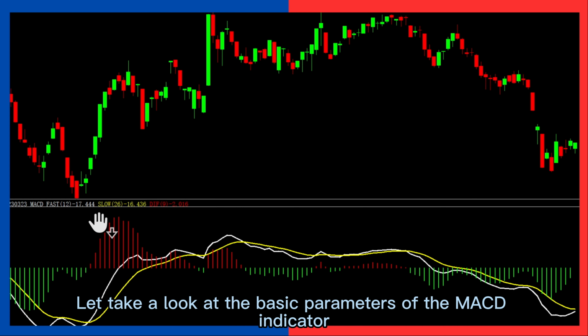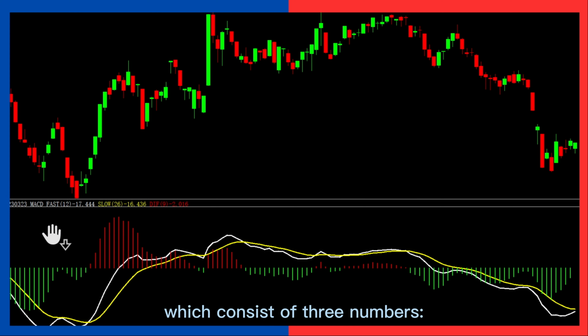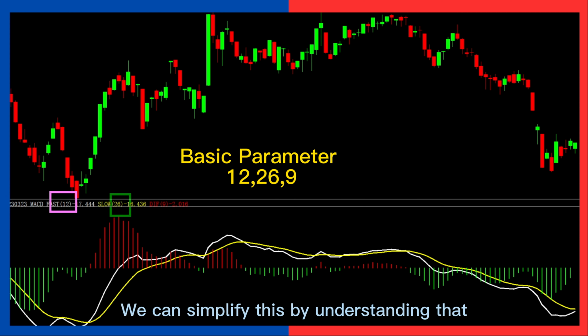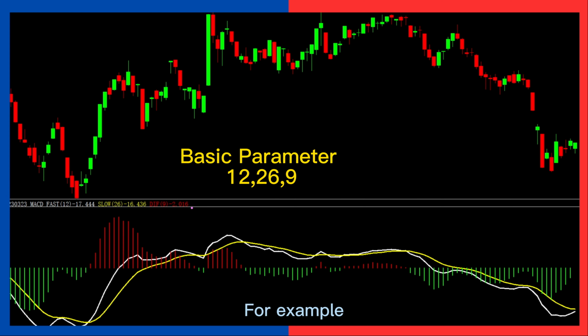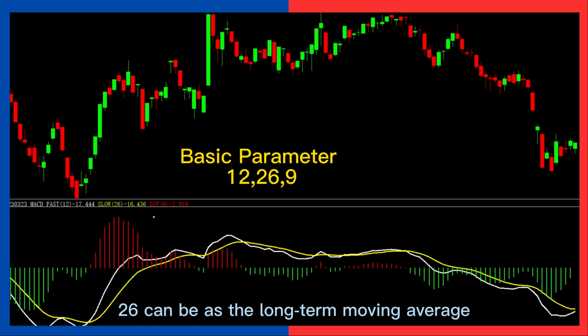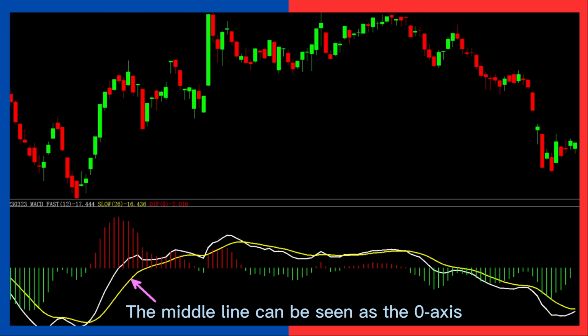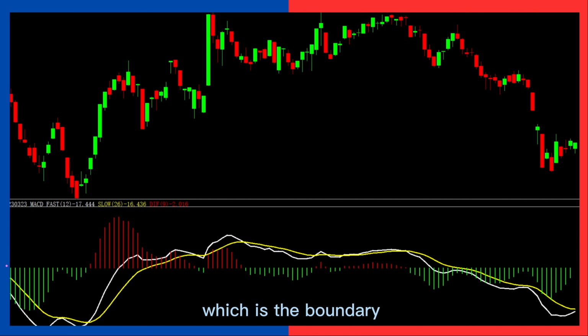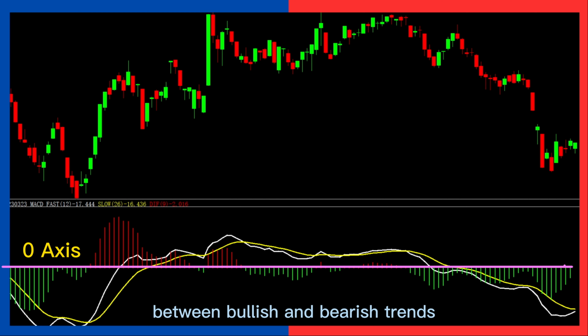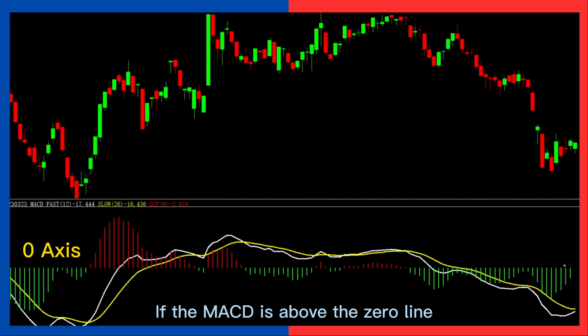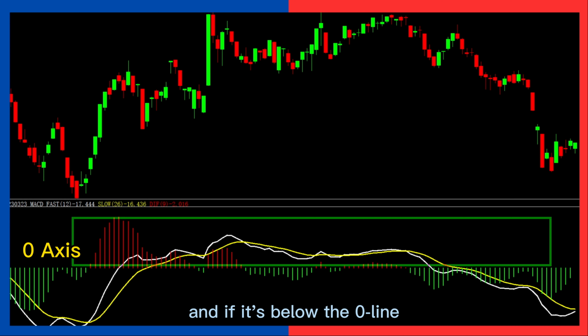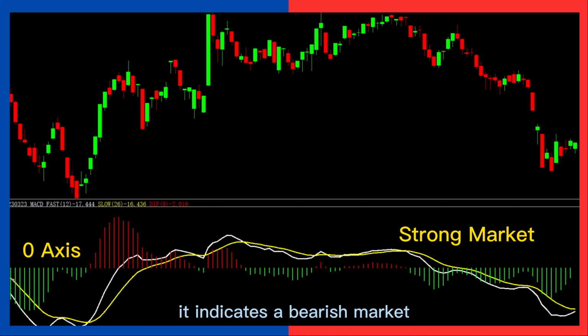Let's take a look at the basic parameters of the MACD indicator, which consists of the 3 numbers 12, 26, and 9. We can simplify this by understanding that, for example, 12 is the short-term moving average, and 26 can be seen as the long-term moving average represented by the yellow line. The middle line can be seen as a zero axis, which is the boundary between bullish and bearish trends. If the MACD is above the zero line, it indicates a bullish market, and if it's below the zero line, it indicates a bearish market.